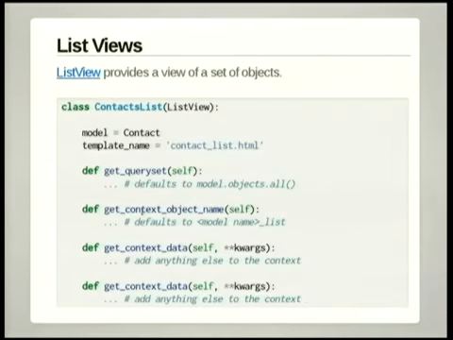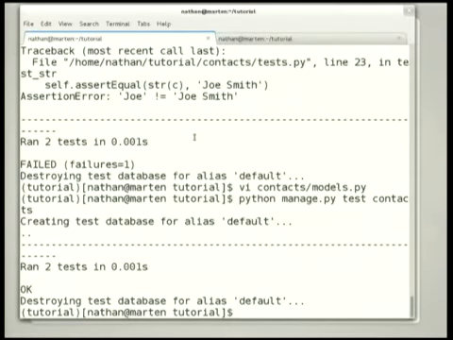So the first thing we're going to do is work on this list view of our contacts. The Django ListView provides a view of a list of things, and there are a few things it does for you by default that we don't have to do anything with. You can override it and tell it what the queryset is, what the context data looks like, and what the template is. So I'm going to switch over to the terminal, and we're actually going to write this view.